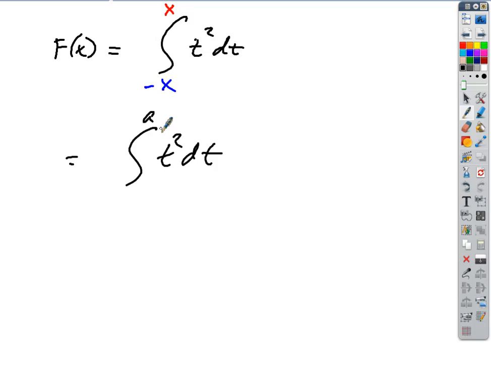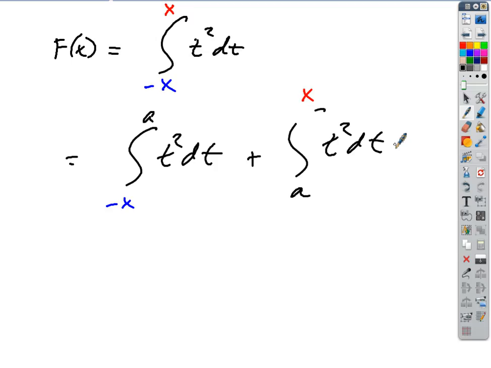Isn't this true? Can I say that? You can. Right? I'm adding up the area from -x up to a, and then the area from a to +x, and the sum of those two areas would be my original area. Just breaking it into two pieces is all, right?